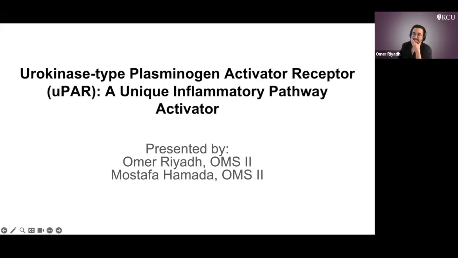So today we're going to be presenting on a topic, as you guys can see here, titled Urokinase-type Plasminogen Activator Receptor. Hopefully throughout that presentation, we won't be saying that long title anymore. We'll be just referring to it as uPAR. And it's a unique inflammatory pathway activator in many diseases.